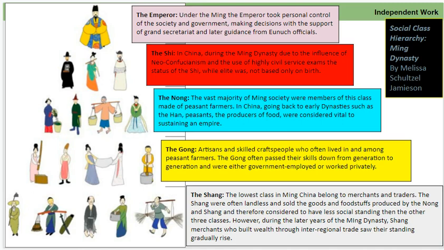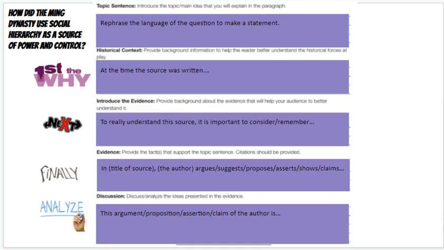And your answer is going to be something along the lines of that when people were in higher classes, they had more money, they were richer, they had more power, or the lower classes had less power. Okay, but you're going to use that language of the question. Ming used social hierarchy as a source of power and control because, and then you're going to say that in one sentence. Then you're going to give the background.